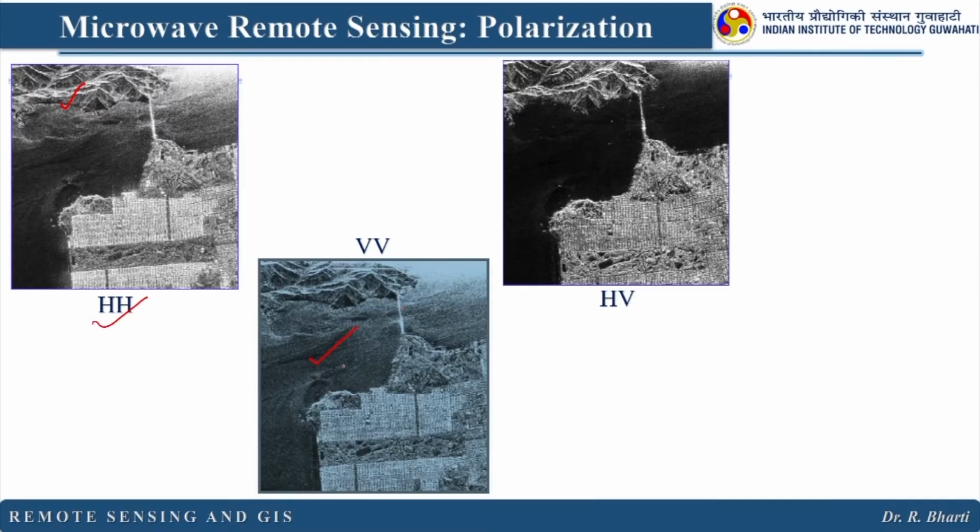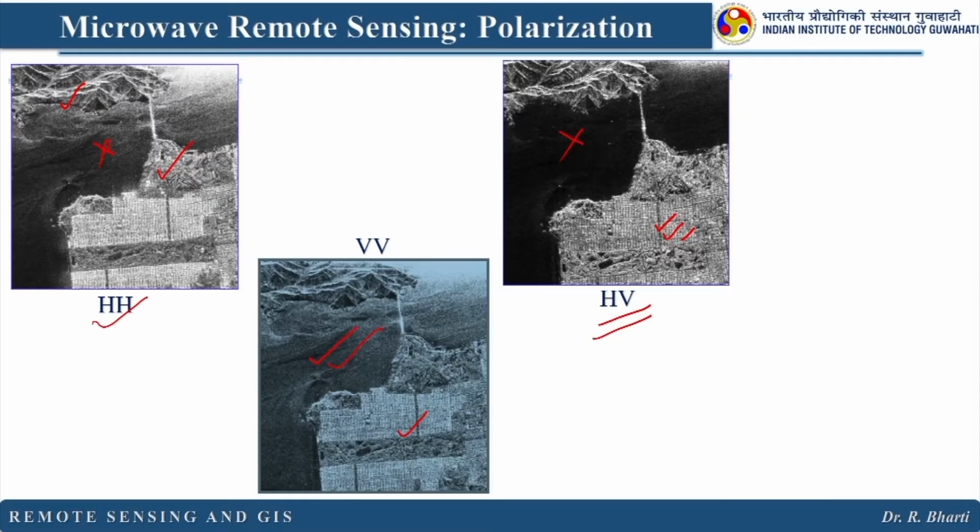So, here you can find some features which were not visible in this one and not even this one. But if you see HV, your settlement or the building information or the geometry of smaller objects are better, right. So, if we use this, our information will be different. If we use this, our information will be different. If we use HH, our information will be different.